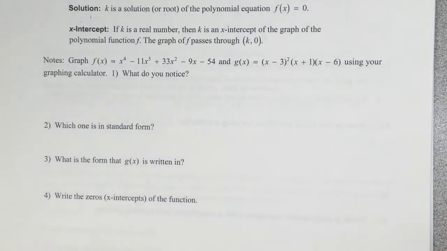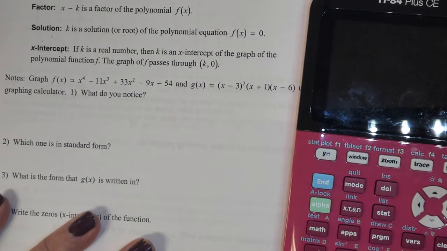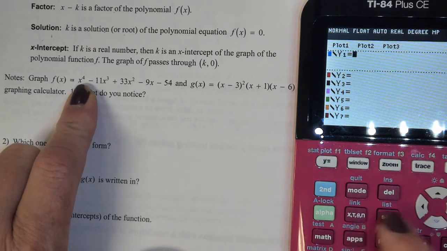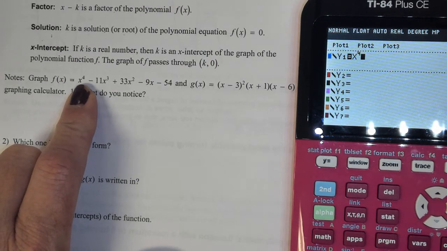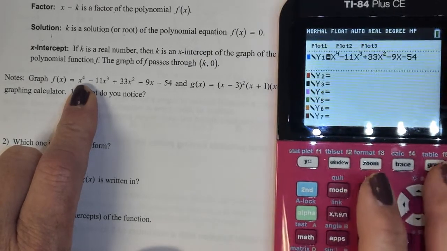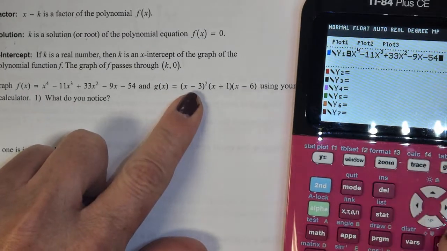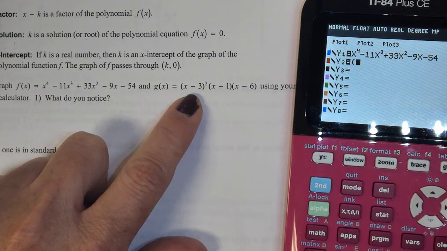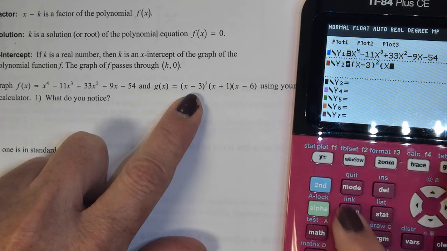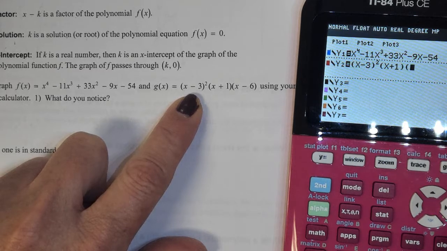Okay, so in our notes, it says to graph two things. Get out that graphing calculator. Let's check this out. So we're going to go to y equals. I'm supposed to put this one in. x raised to the fourth, minus 11x cubed plus 33x squared minus 9x minus 54. Okay, I'm going to graph that one here in a minute, but we're also supposed to graph this one. Let's see what this one is. x minus 3 quantity squared times x plus 1 times x minus 6.